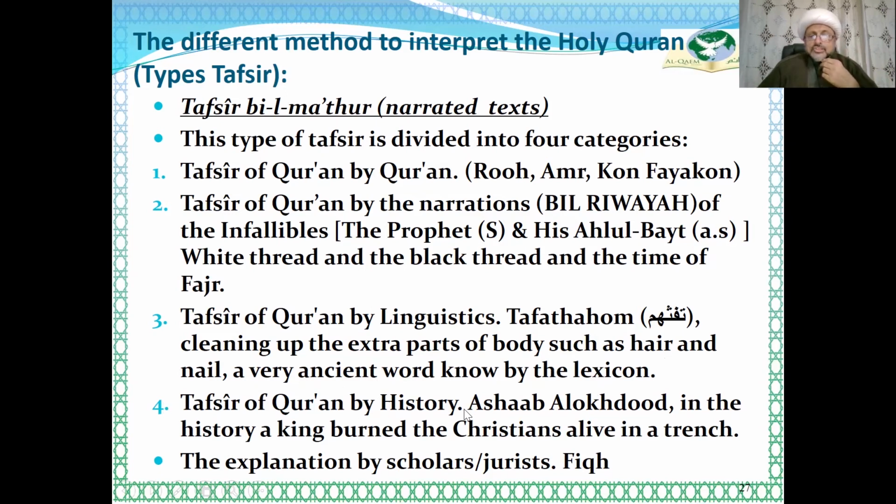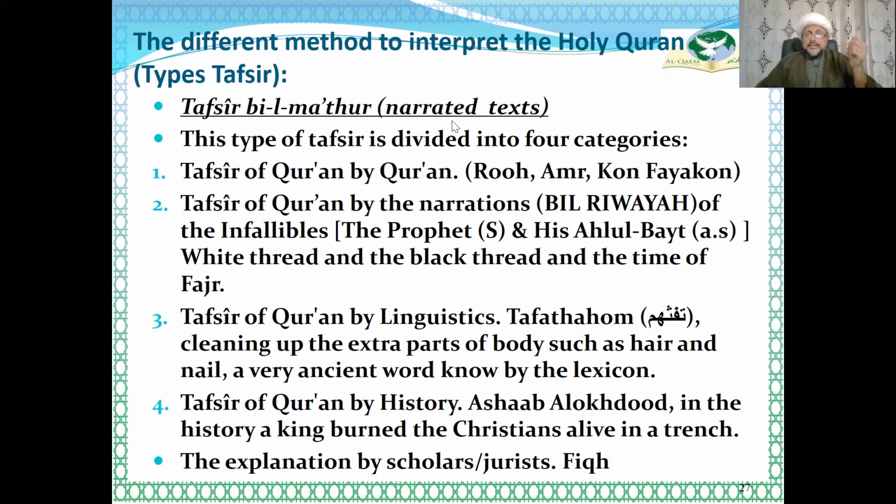Then we have tafsir of the Quran by history, like qutila ashab al-ukhdud in one of the surahs of the Quran. Who are these ashab al-ukhdud? Ukhdud means trench. It seems that there were some godly Christians, and the king of their time was a pagan, not a good person. He hated Christians, followers of Jesus alayhi salatu wasalam, before Islam, before the Prophet Muhammad sallallahu alayhi wa sallam. So he told these people to dig a trench, and he dumped all these godly Christians into this trench and burned them alive. So that's why Allah subhanahu wa ta'ala is mentioning them, qutila ashabul Ukhdud.